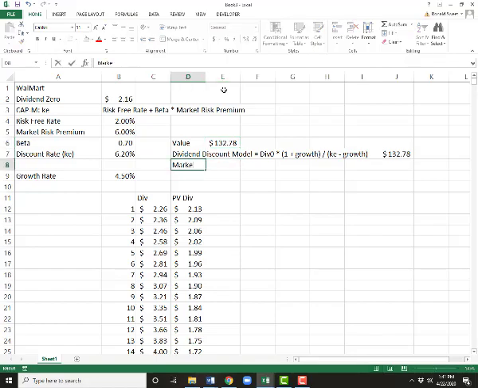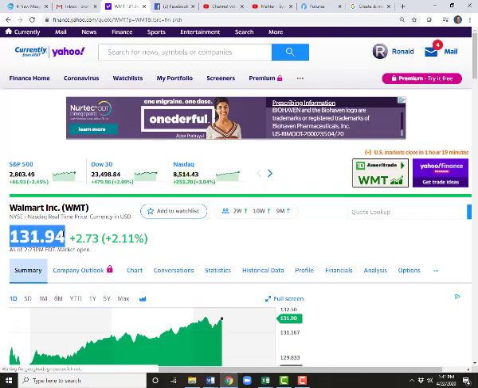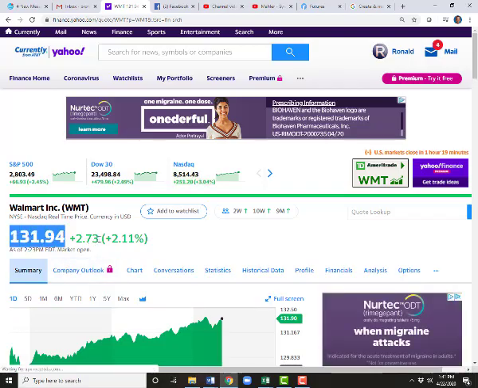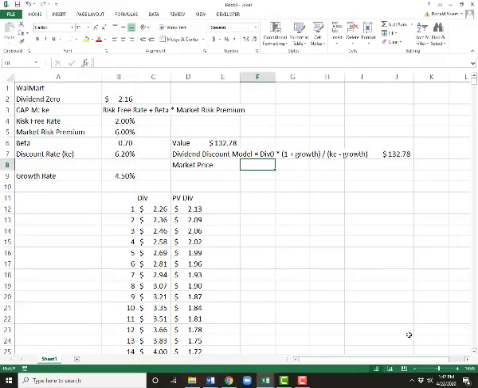Their actual market price, what they're trading for today, we can look at that. We can see they're currently trading for $131.94. They had a good day today. They're up 2%, but the market's up 2% as well. So it looks like, based on my model, Walmart's well valued. We think they're worth a little bit more than the current price, but not much more. So it's pretty close.